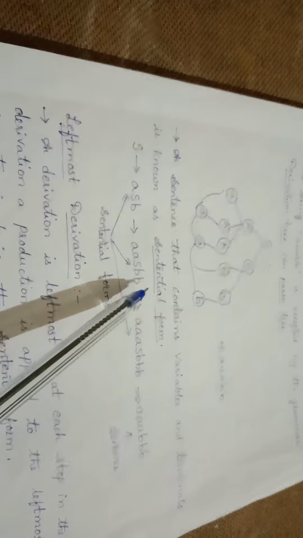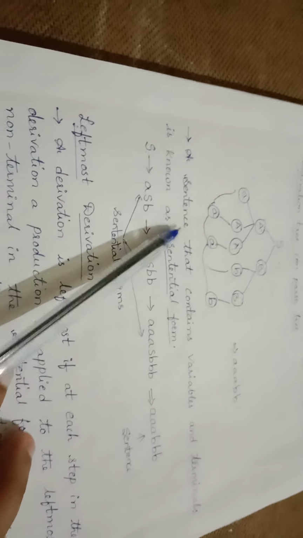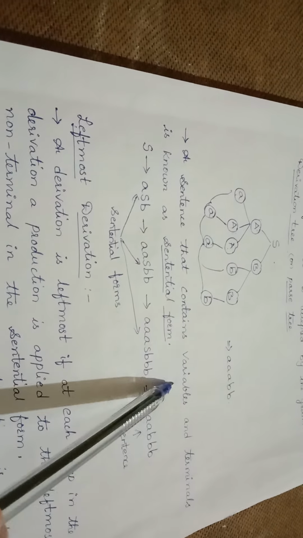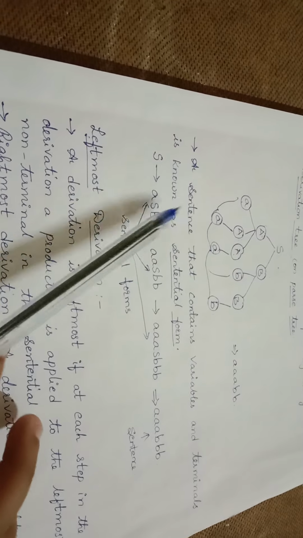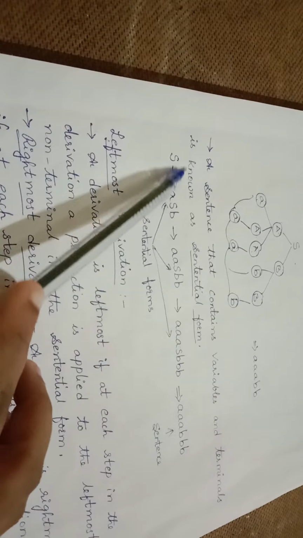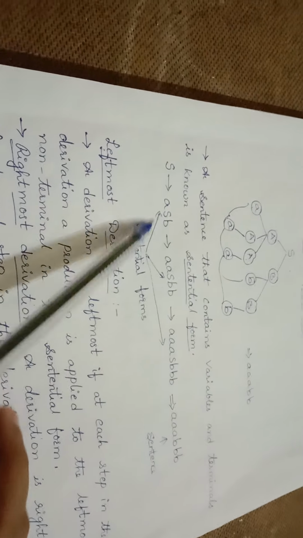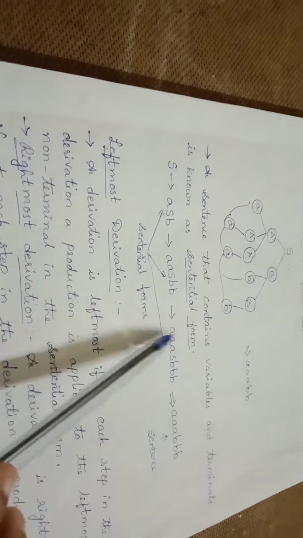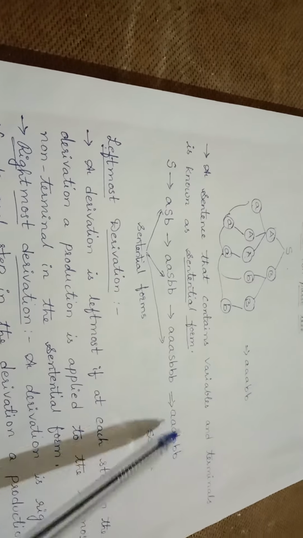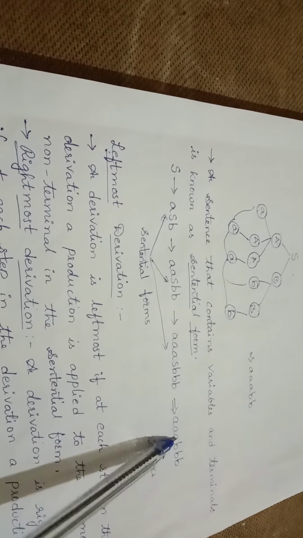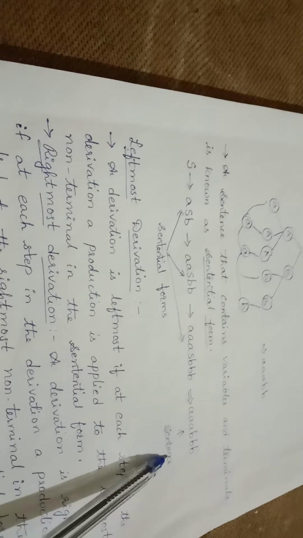Next, you need to know what is the meaning of sentential form. A sentence that contains variables and terminals is known as a sentential form. For example, this is a grammar. In this grammar, these are all called sentential forms, and the string we are deriving is called a sentence.